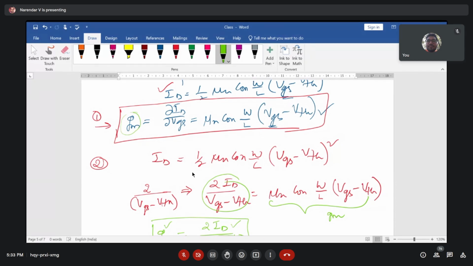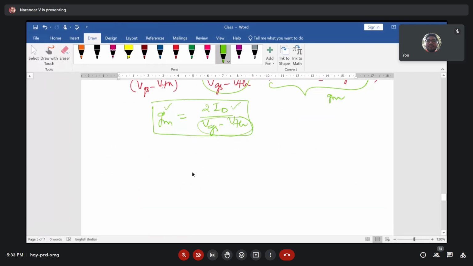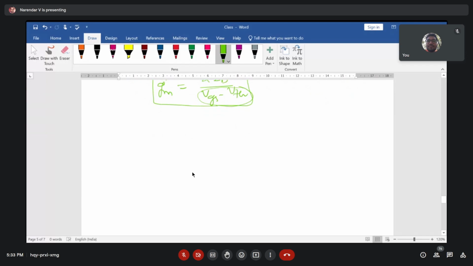As you require the GM value to be as high as possible, to make GM higher, you have two terms in your first expression. The first one is W by L and the second one is VGS minus VTH. Assuming that VGS minus VTH is constant, you can increase the W by L of your transistor so that GM can be increased. Or else, with W by L constant, you can increase VGS minus VTH so that GM can be increased.